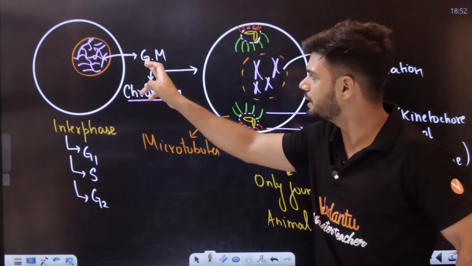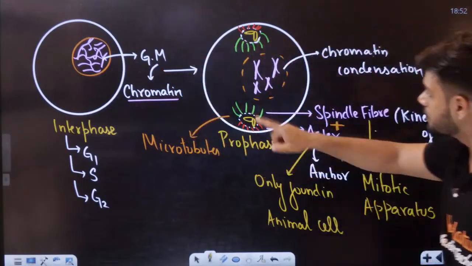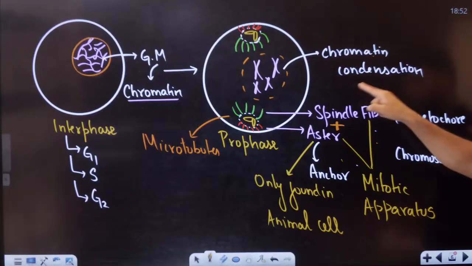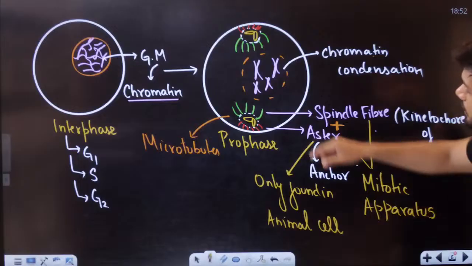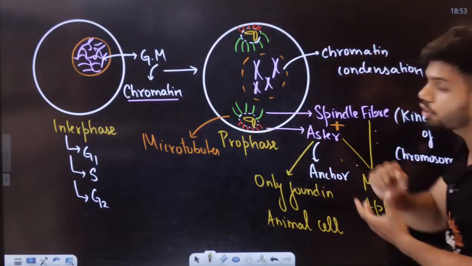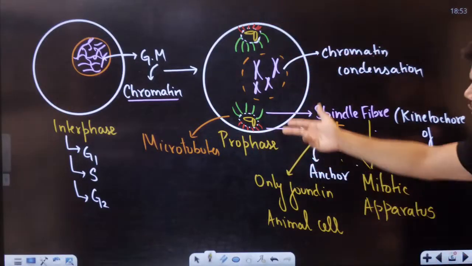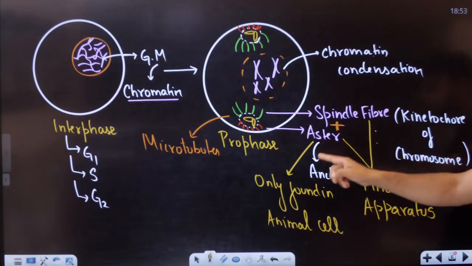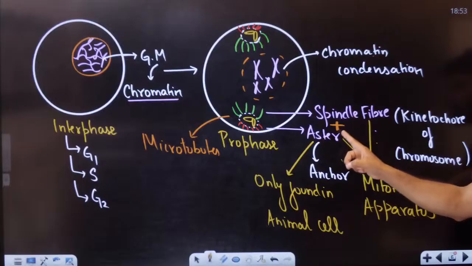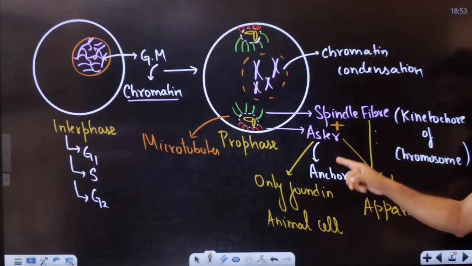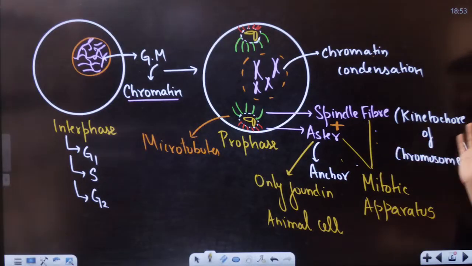Here we can see genetic material as chromatin right now. Then what happens? Chromatin condensation happens here, initial condensation, and in the early prophase there is movement of the centrioles, actually the centrosome. Then there are two types of microtubules formed here. One is called spindle fiber, and one is called aster. Aster helps in anchorage, and spindle fiber attaches to the kinetochore.